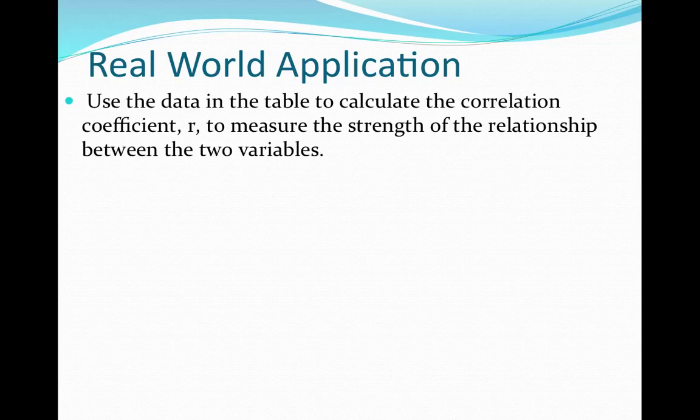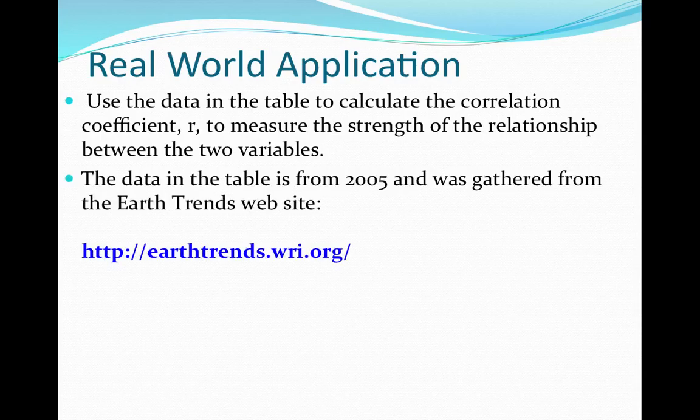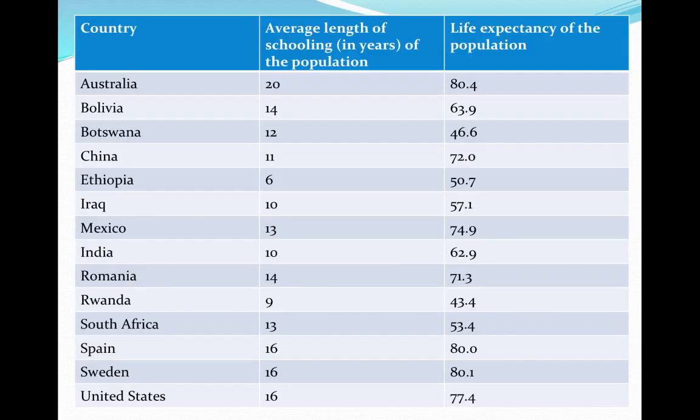Okay, we're going to use the data in the table to calculate the correlation coefficient R to measure the strength of the relationship between the two variables. The data in this chart was gathered from 2005 using the Earth Trends website, if you want to see where the data came from. And here's the chart, and this is on the handout you should be working from.